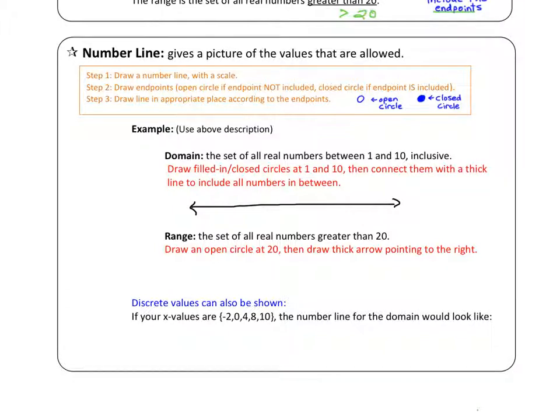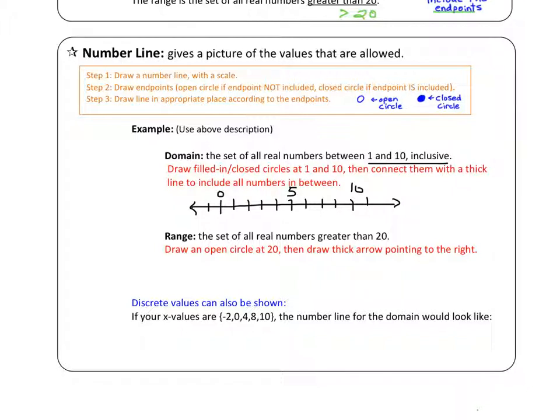So the domain example was the set of all real numbers between 1 and 10 inclusive. We're going to start by drawing our number line, labeling it with a few values here: 1, 2, 3, 4, 5, 6, 7, 8, 9, 10. Okay, so we have our scale established. Each tick goes up and down by 1.